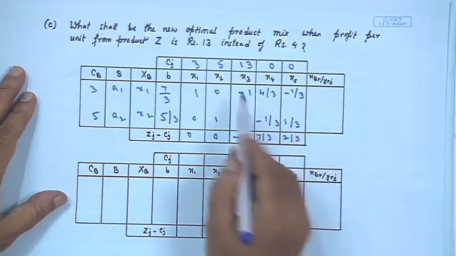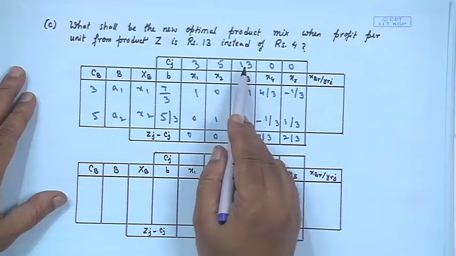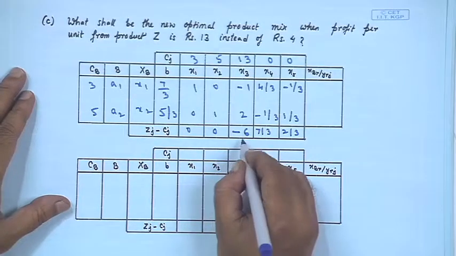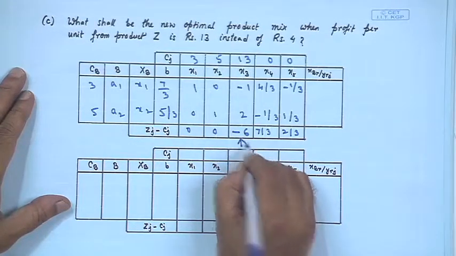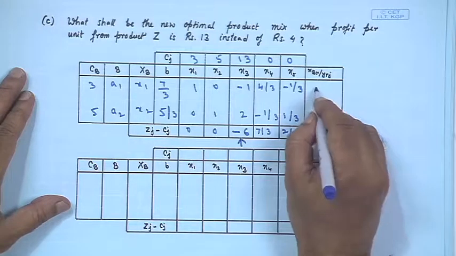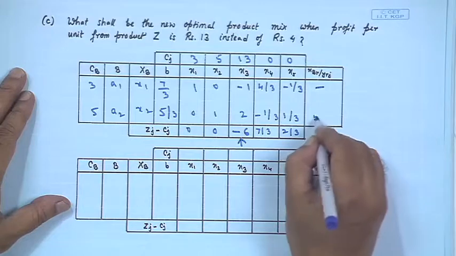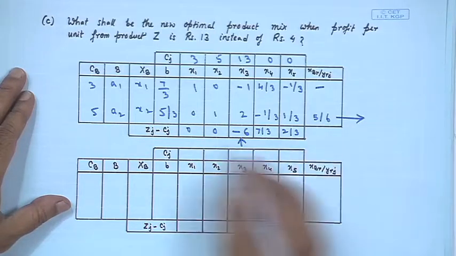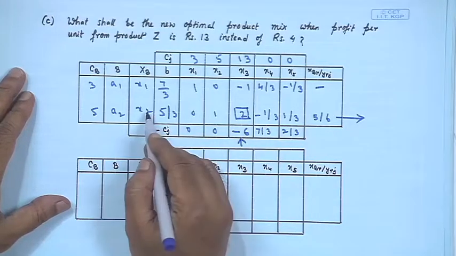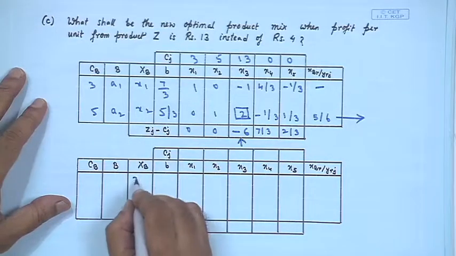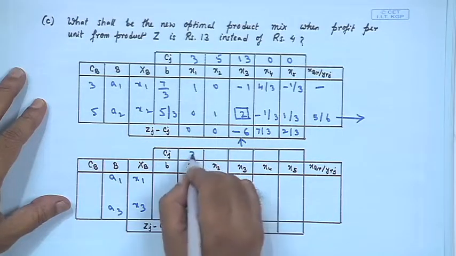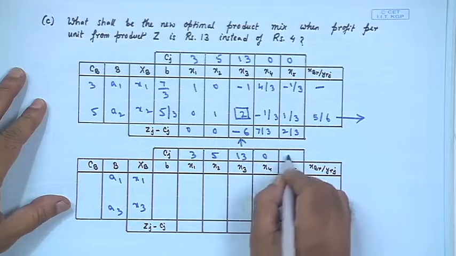So, basically in the last optimal solution you are only changing the value of cj from 4 to 13 and you are finding that zj minus cj is this. So, your entering vector will be this one. Now calculate the ratio; this is negative, we will not calculate, this will be 5 by 6. So, the outgoing vector is a2. Therefore, this is the pivot element. Now x2 will be replaced by x3. So, x1, x3, a1, a3, 3 5 13 0 0.